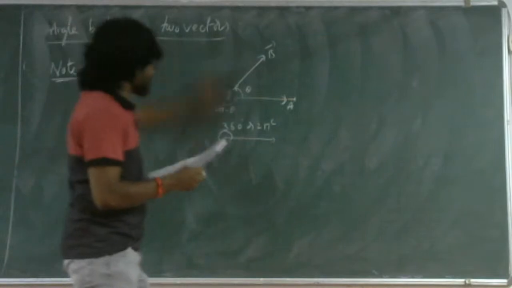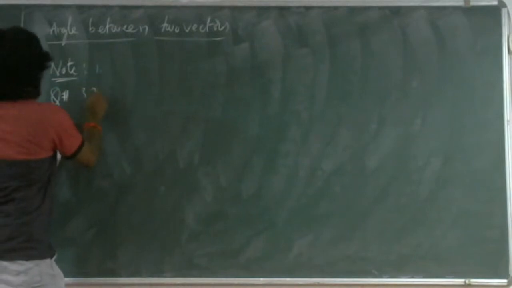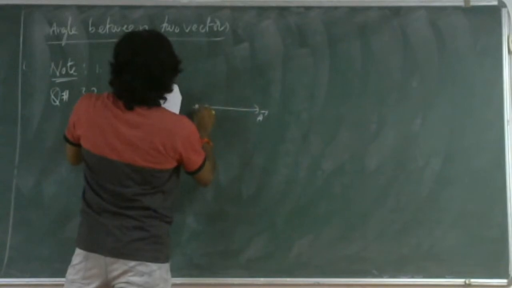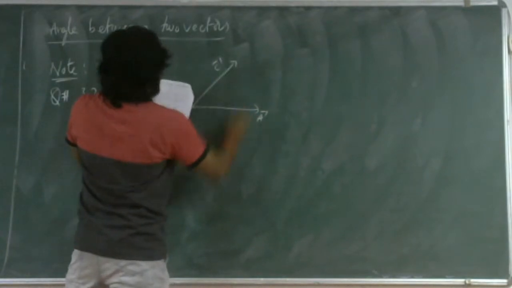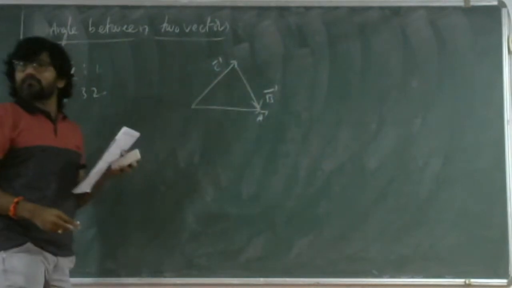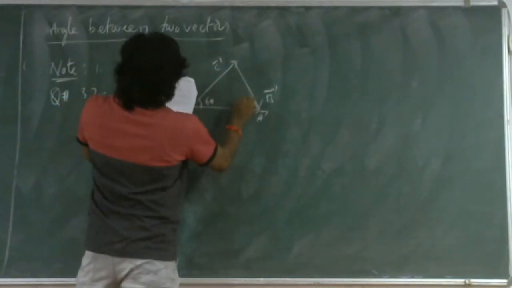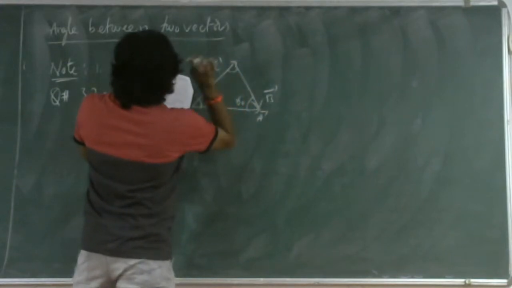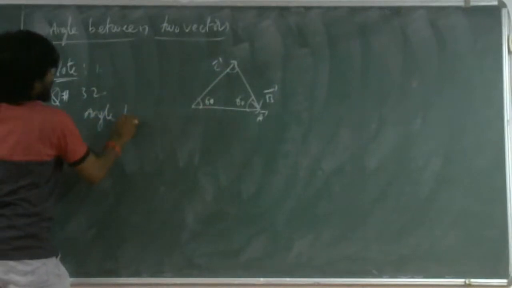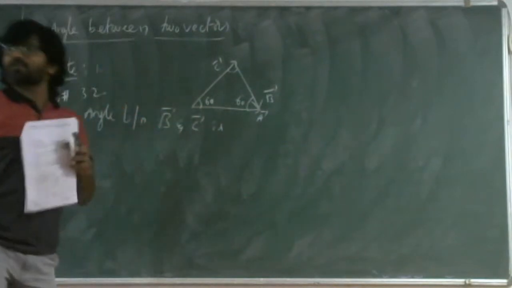Here, let me give the diagram, question number 32. It is given that this is the A vector, this is the C vector and this is the B vector. The arrow marks are given properly, and it is also given that this is 60 degrees, this is 60 degrees. We are asked to find the angle between B and C. So the angle between B and C is how much?